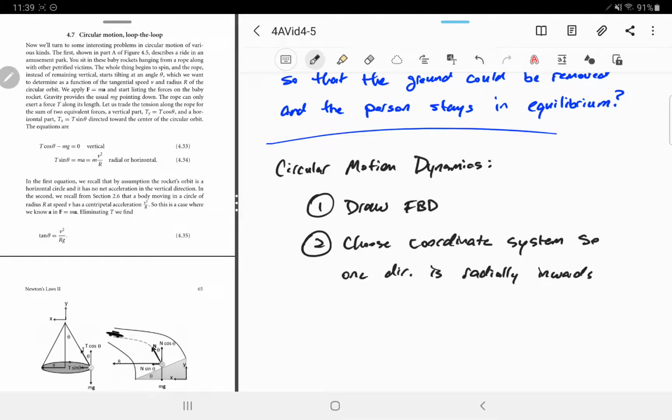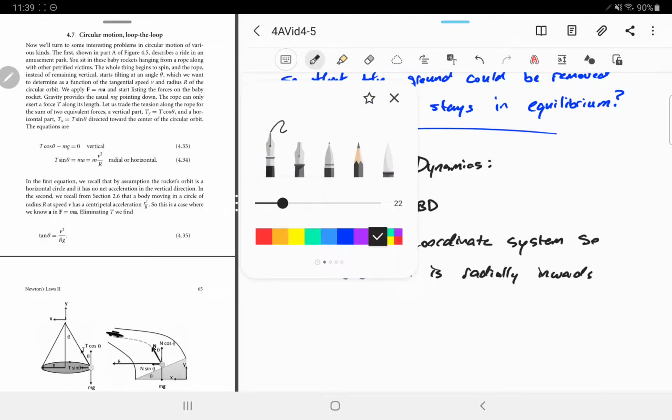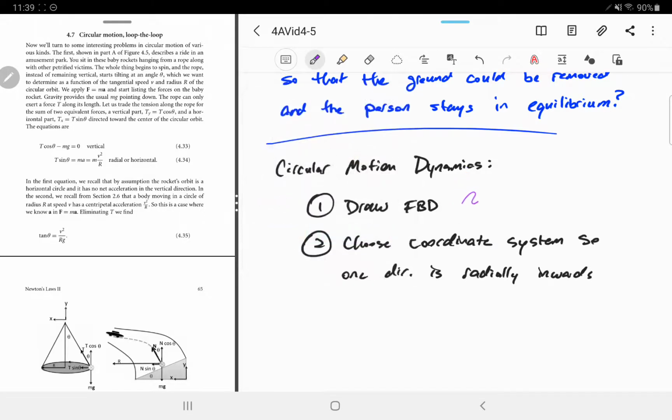So the net force is not going to necessarily be 0. In these problems, this thing is not going to be in equilibrium for sure. So the forces won't cancel for sure. If an object is moving in circular motion, these definitely won't cancel.